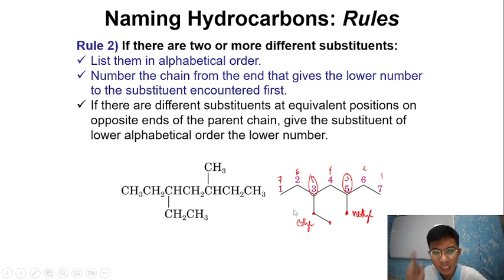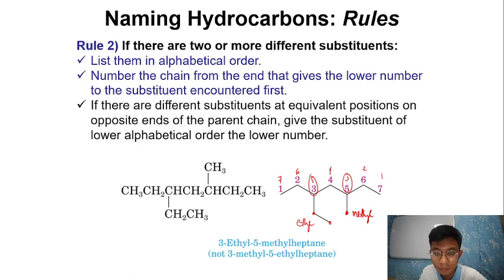Now, sabi dun sa third na check mark, kapag parehas nga yung number na a-assign natin from left to right or right to left, dapat ay mabigyan natin ng mas mababang number si ethyl. So, di ba nga, 3 versus 5 lang siya. So, si ethyl ay mabibigyan natin ng 3. Okay? So, kaya magiging 3-ethyl, 5-methyl.